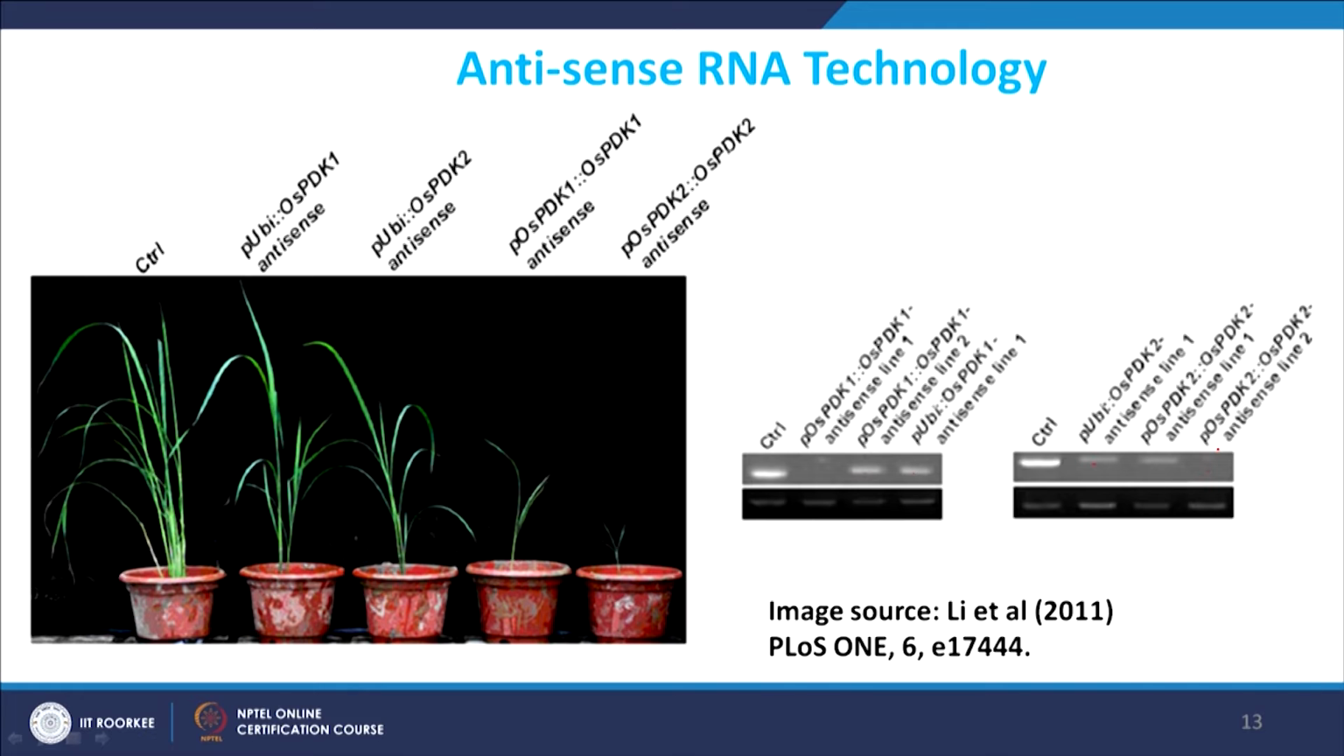But there is something important. If you look at this line here, it is almost down regulated, but these lines are partial down regulation. So this is not a kind of null mutant, but a kind of down regulation. So you can have a gradient, or you can have some lines near to the null phenotype, but some lines might be weak lines where the down regulation is not so efficient.